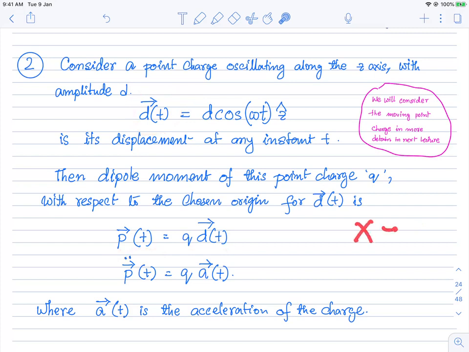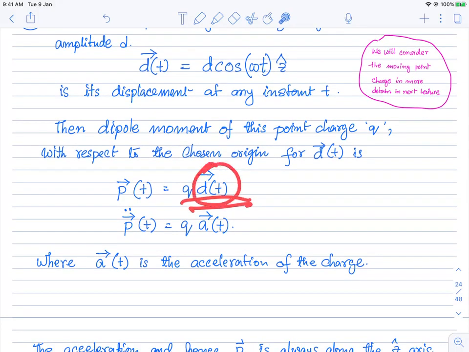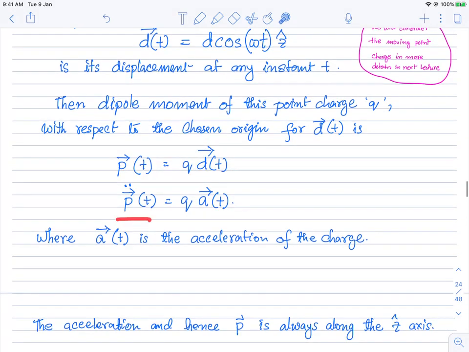Dipole moment is the integral of x times rho. So rho is a delta function, so this is like q times a delta function, so this is q times d. And this d is changing. So if d is changing, then if we take the double dot, this simply becomes the acceleration, right? This simply becomes the acceleration.